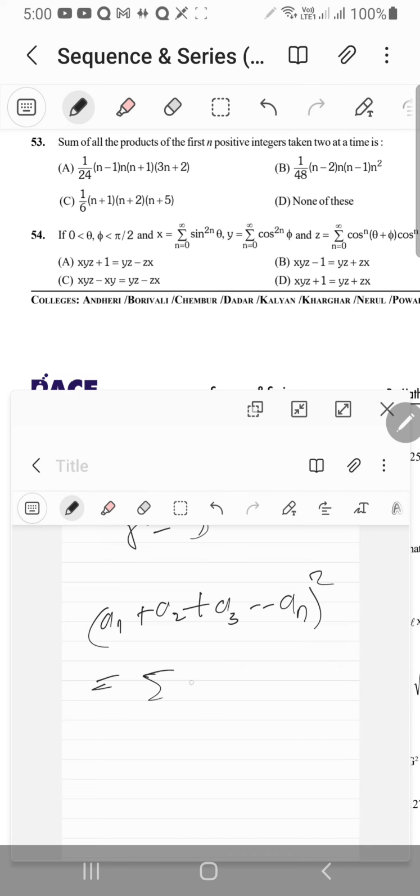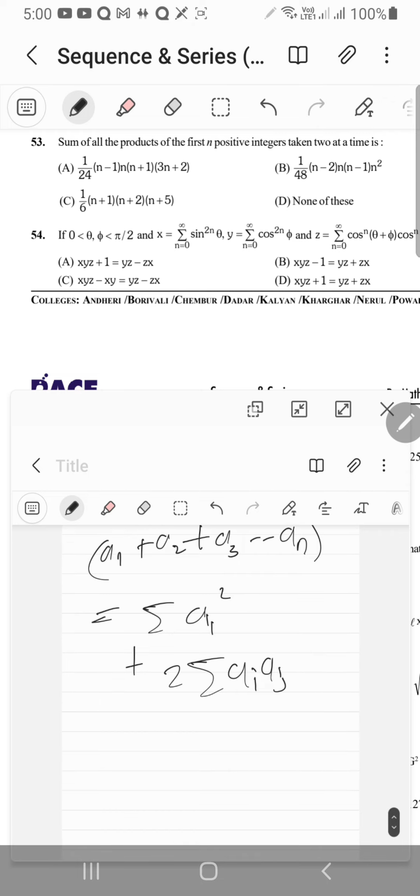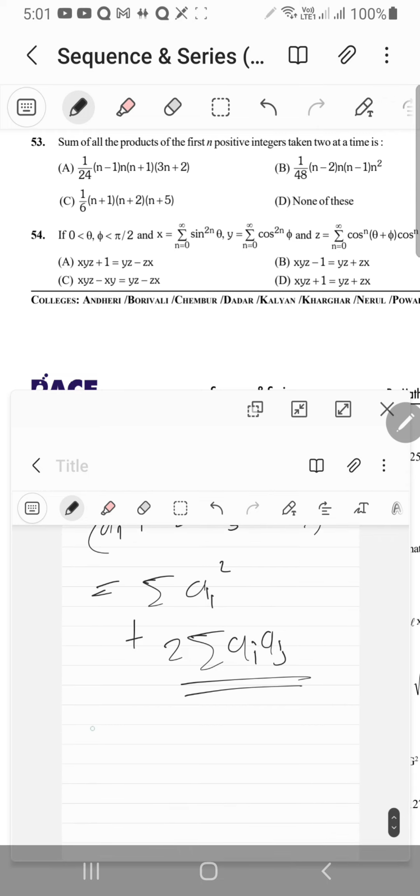What's the identity? You have summation of ai squared plus 2 times the summation of ai aj, where i is not equal to j, and you count ai aj only once, so each of them is unique and you count them only once. So nC2, that's how many of them will be there. But all we want to find is what this sum is, and we know what it is. It's just summation of a squared minus summation of a squared, upon 2.